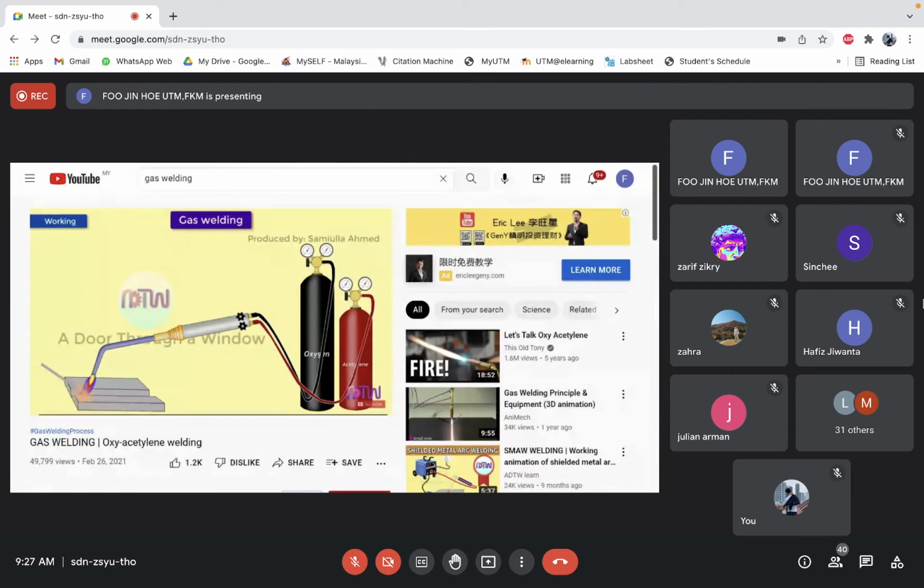Along with the metal plates, a filler rod is also used, which is used to create a pool of molten material that will fill the gap between the two metal plates interface. The filler rod is moved along with the flame.